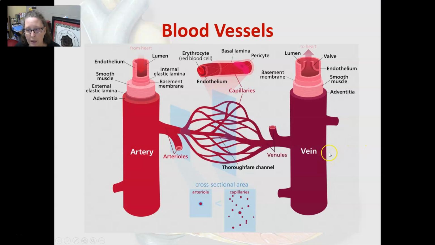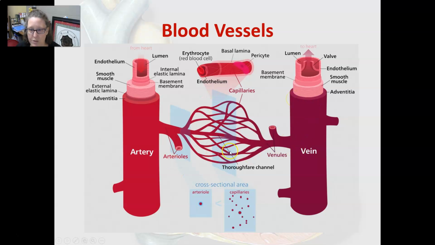Relatively speaking, about 80% of the blood that you have is going to be in your veins at any one point in time. The other 16% is in the arteries, and the other 4% is in the heart itself as it's pumping.